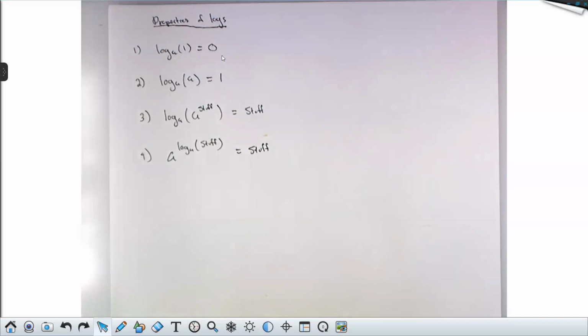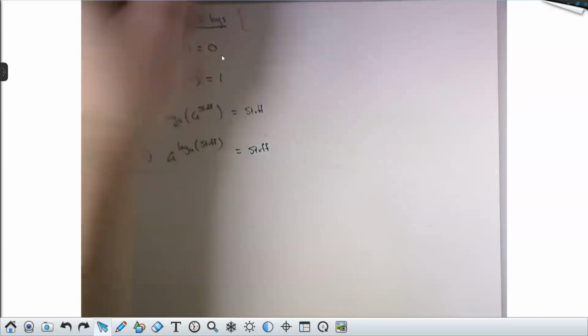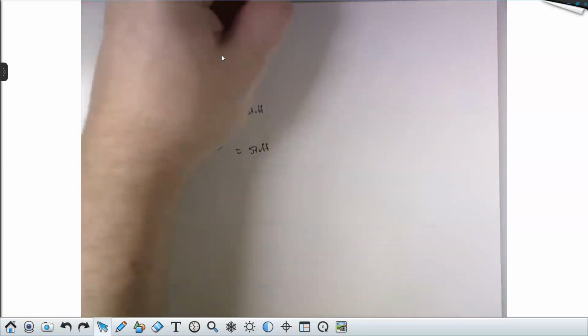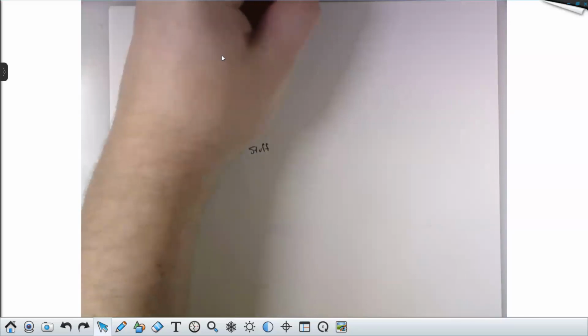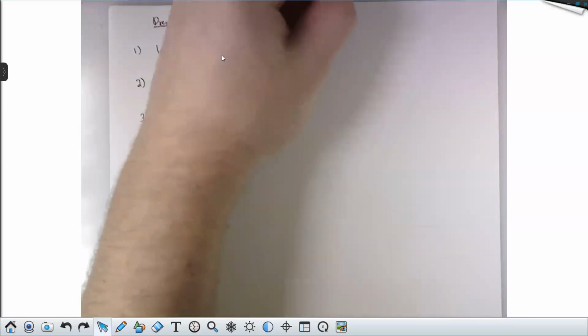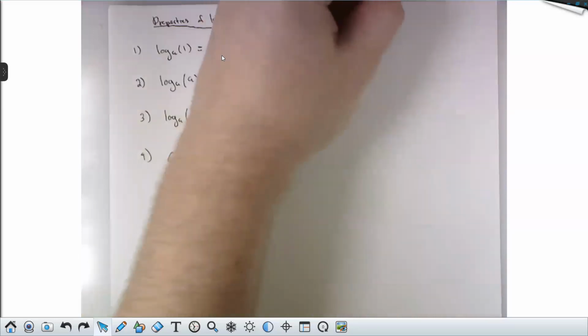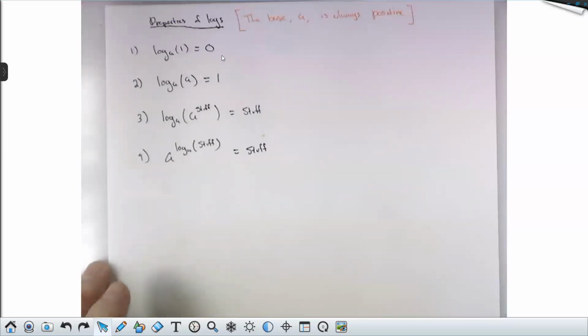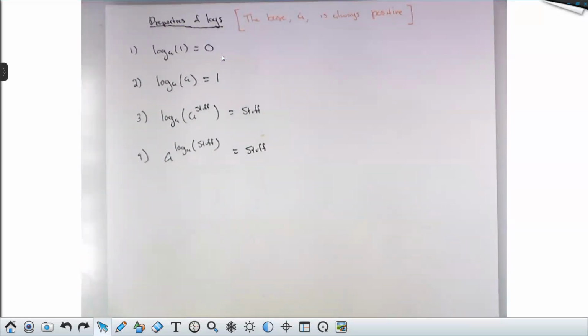I do want to make a little note here. The base a is always positive, because it's the base of an exponential, right? And we talked about that last time. The base of an exponential always needs to be positive, lest we have lots and lots of imaginary numbers and weird stuff going on with the graph. Because this base a is the base of the exponential for which this is the inverse function, the base of a logarithm is always going to be positive. We'll never work with a negative base.